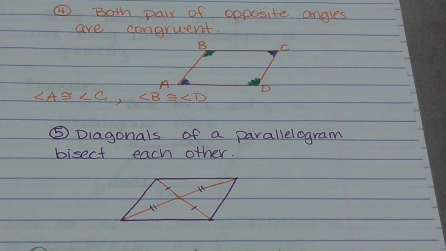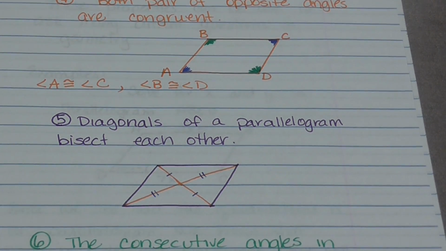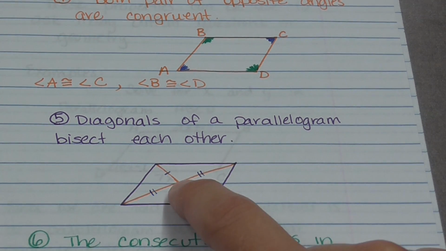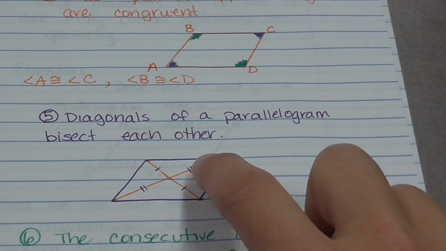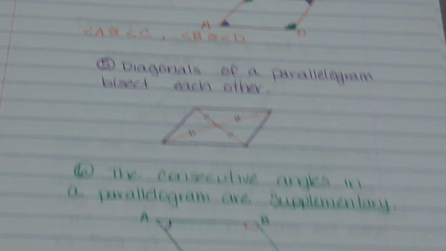Diagonals of a parallelogram bisect each other. So that means that at the point that they cross becomes their midpoint. So this is the midpoint of this long diagonal here, making this segment equal to this segment over here.